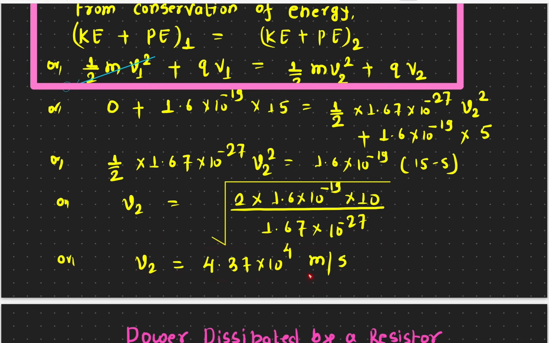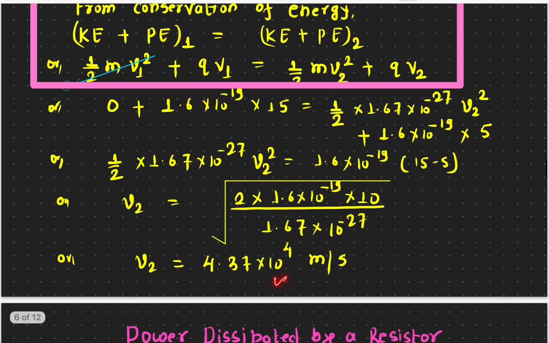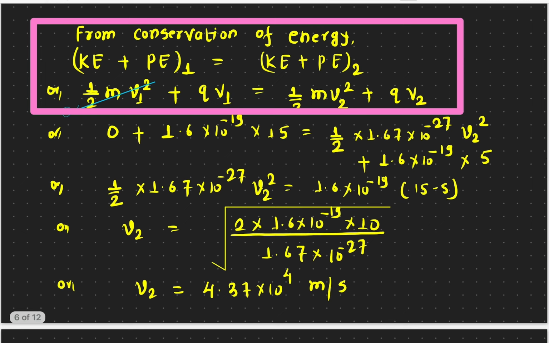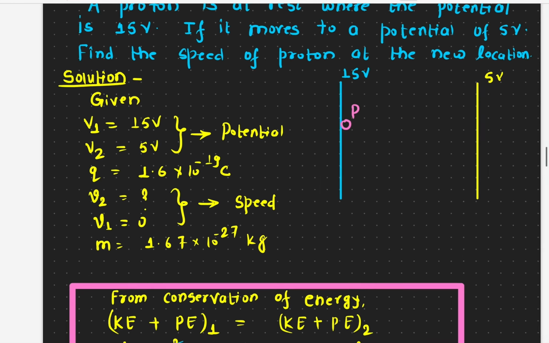So this is the speed of the proton when it comes to this point here, and you see, this is very fast. It's almost 43.7 kilometer per second. That means if you simply accelerate a proton across a 10 volt potential difference, then the speed of the proton will be 44 kilometer per second. That's how fast it is moving.